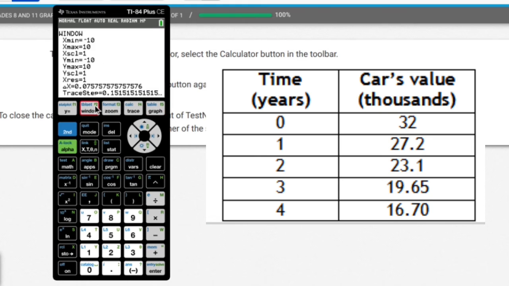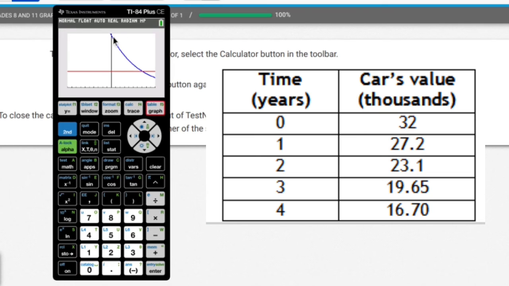So if I wanted to see something, maybe I'll change my window to the Y max, rather. What was it, a $32,000 car? So let's bump it up to $33,000. Okay? Hit graph. And we can see that the value of the car starts out way up here, and then over time, after a year, here it is. And after 2 years, there it is. That red line represents when the value of my car is going to be $10,000. So I need to find out where these two lines intersect.